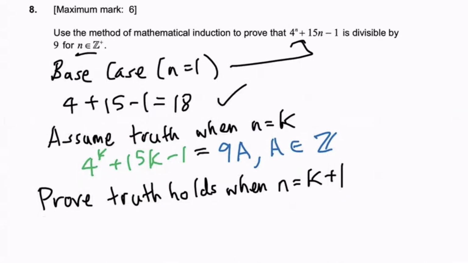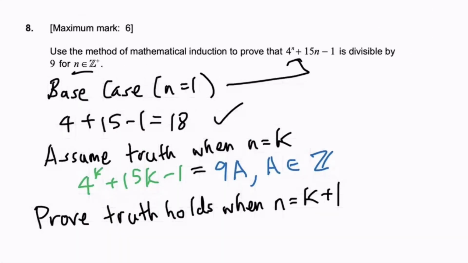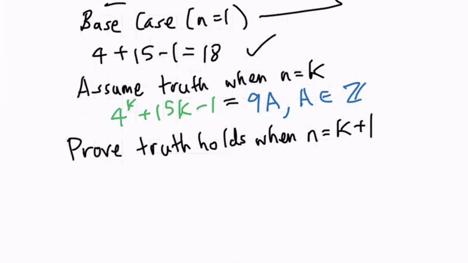And what does that mean? Well, that just means when we substitute n is equal to k plus 1 in our original equation, that guy is going to be divisible by 9. So let's do that really quickly.